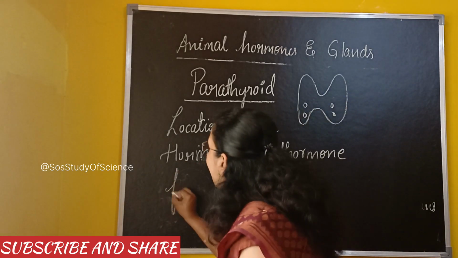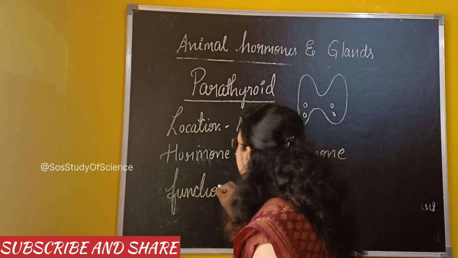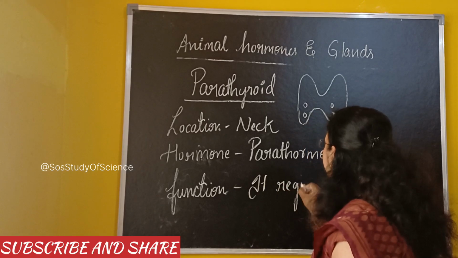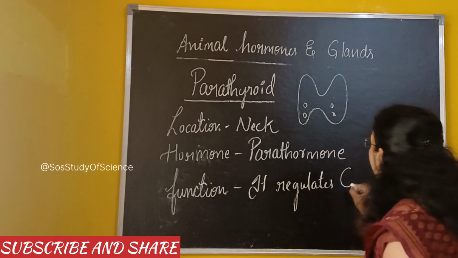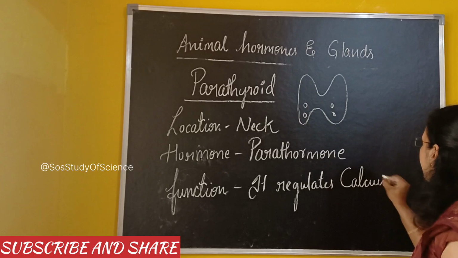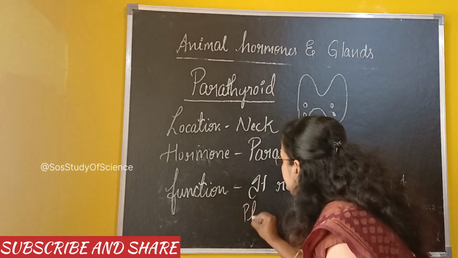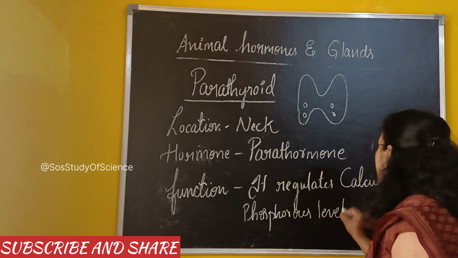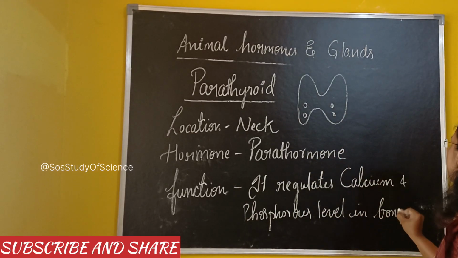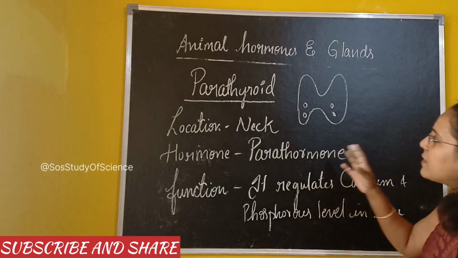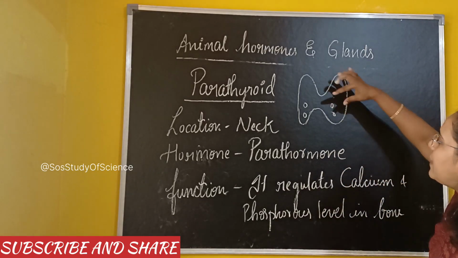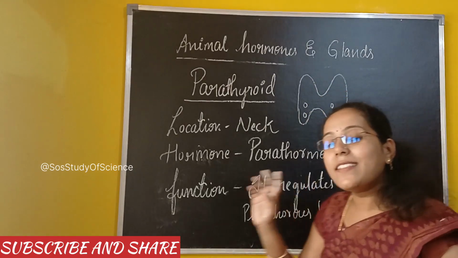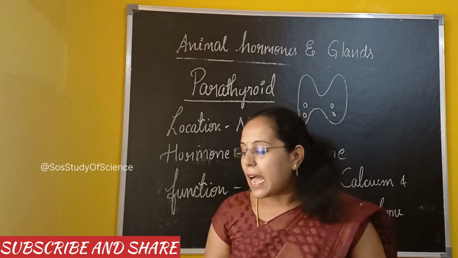So what is the function of the parathyroid gland? The function of the parathyroid gland is that it regulates calcium and phosphorus level in bone. So this is all about the parathyroid gland. Where exactly is it located? Just below the thyroid gland, in the lower portion and behind. Is that clear? This is the location of the parathyroid gland.